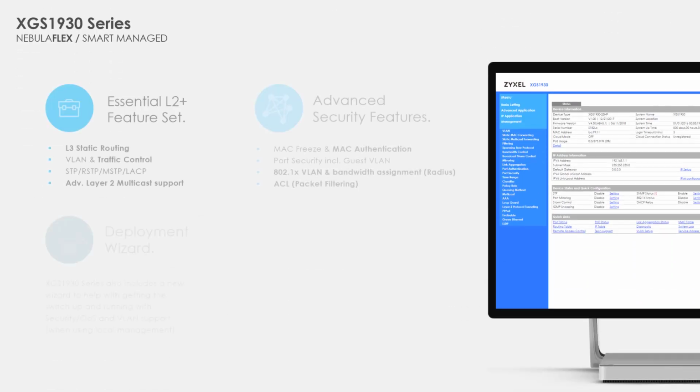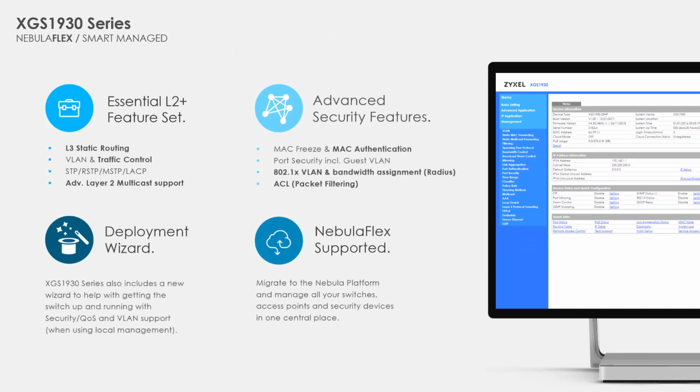So taking a closer look at some of those features, additional to what the GS1920 has, we have the layer 2 static routing, we have some traffic control for VLANs, we have some advanced layer 2 multicast support, so more in-depth multicast functionality. We have additional MAC authentication and 802.1X VLAN and bandwidth assignment, so you can really traffic shape by port, as well as access control list packet filtering as well.